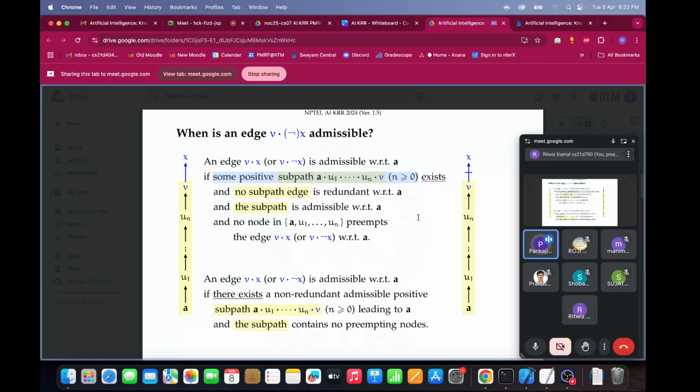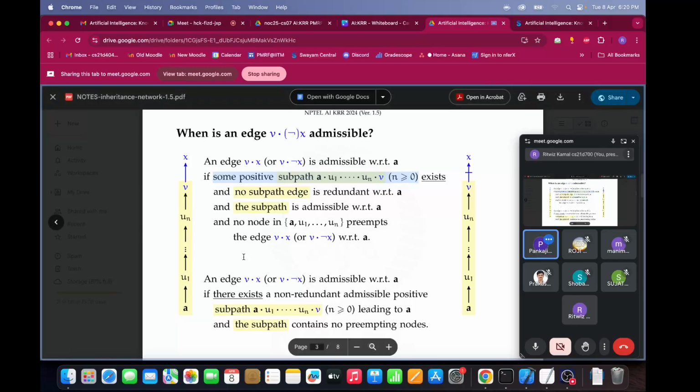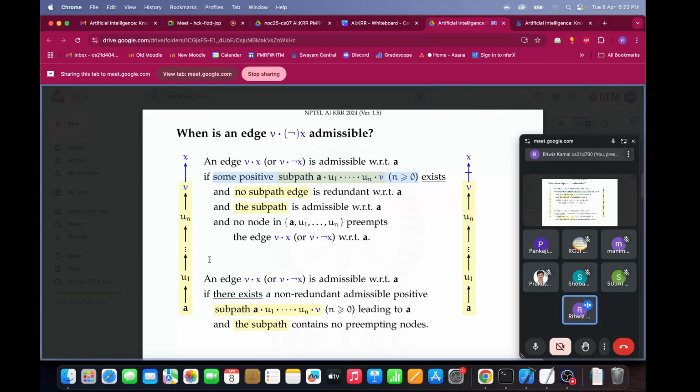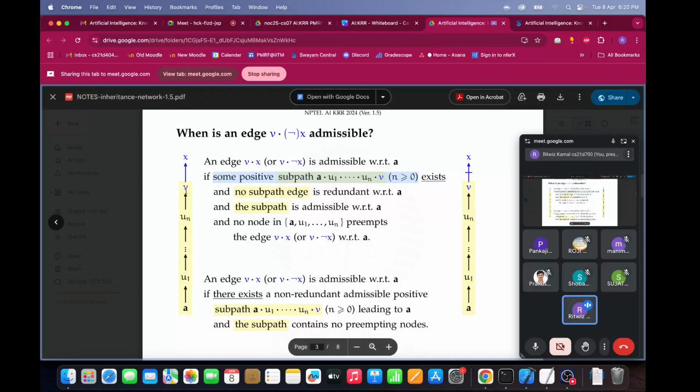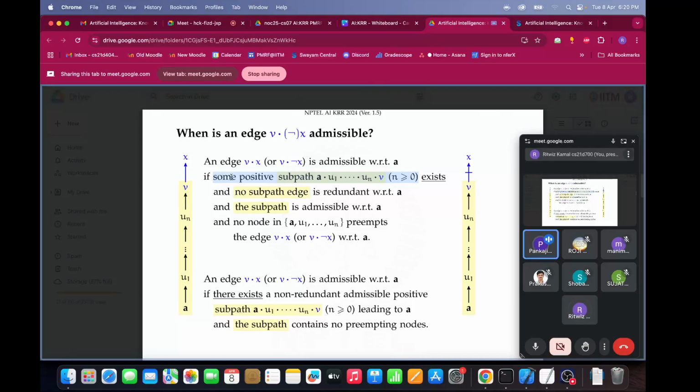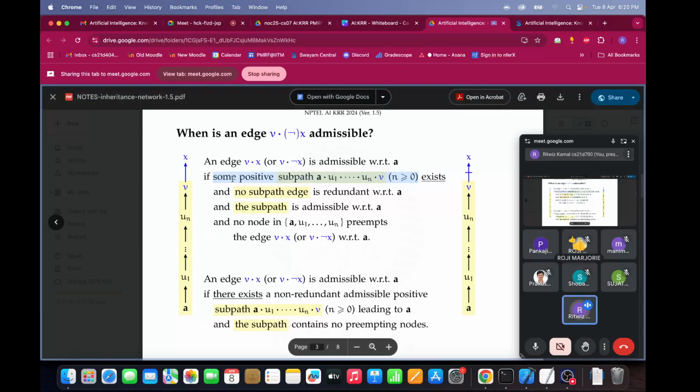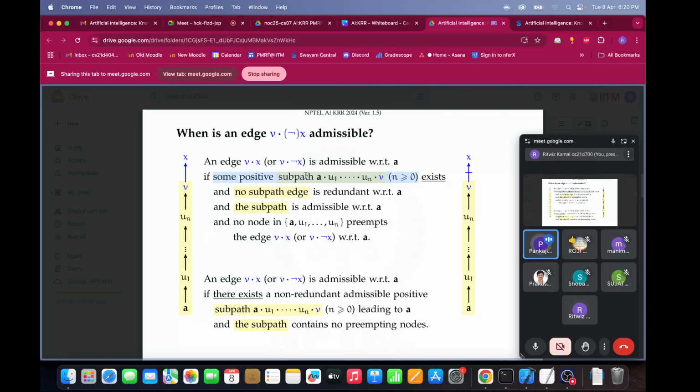Sir, if some positive subpath means, does that mean all the path must be positive? No, there must be at least one positive subpath from A to V. That is what this condition says. Okay, so a negative path may be possible, but there must be at least one positive subpath. Yeah. Okay, sir.